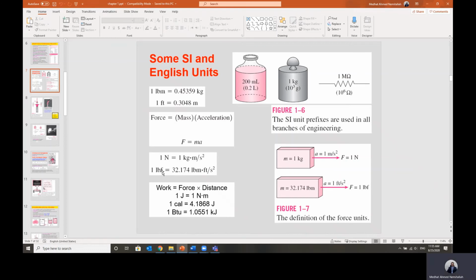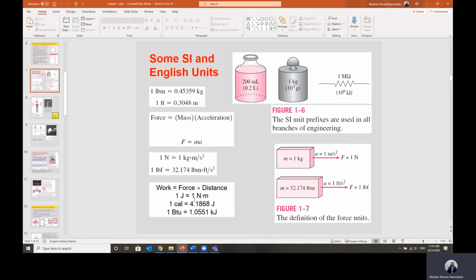Force in the English system of units is calculated in pound force. 1 pound force is equal to 32.174 pound mass feet per second square. But how can we convert from pound force in the English system to Newton? This is the definition of pound force. We convert pound mass to kilogram by multiplying by this number, convert feet to meter by multiplying by this number. Then multiply the three numbers, and this will be the relation between pound force and Newton.